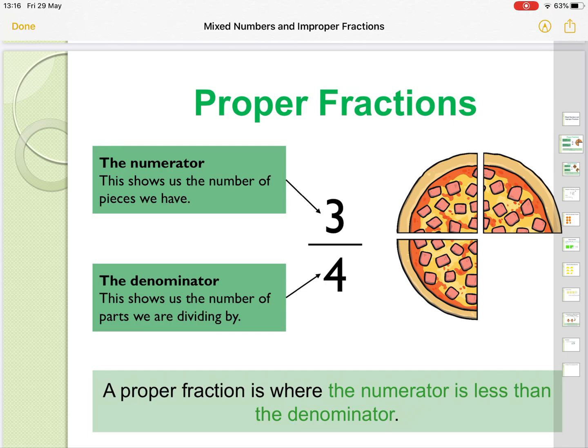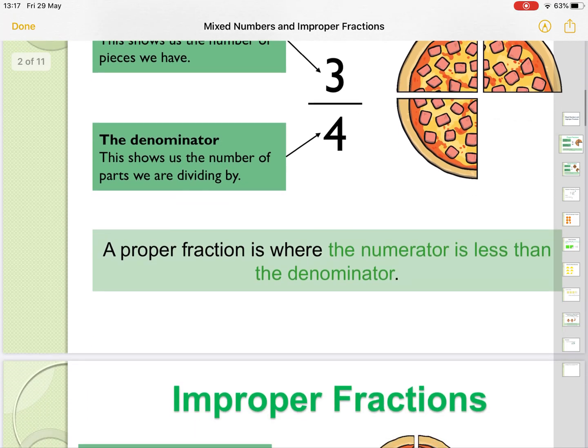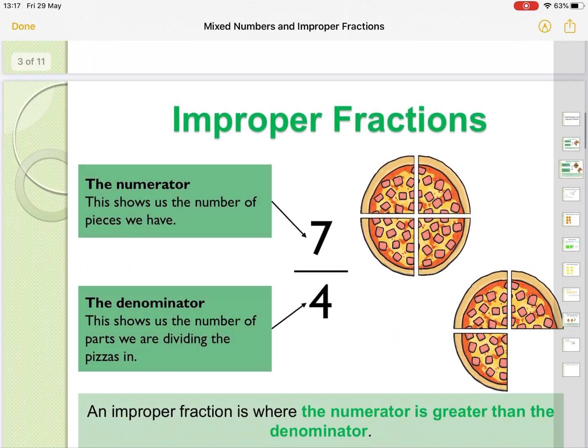Now, the numerator shows us the number of pieces. Let's say we have a pizza, and we ate 3/4 of a pizza. So the 3 refers to the parts of the pizza that we ate, and the 4 refers to the number of parts we are dividing by. We are dividing the pizza in 4 parts, okay? So a proper fraction is where the numerator is less than the denominator, okay?